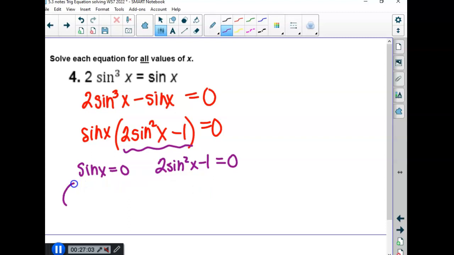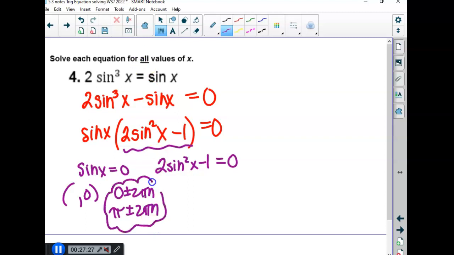This one's pretty easy. The sine is 0 where? Where's there a y value of 0 at the back? 0 plus or minus 2 pi n, and pi plus or minus 2 pi n. How did I know I needed that plus or minus 2 pi n business on the back? Because it said for all solutions. All right, those work.